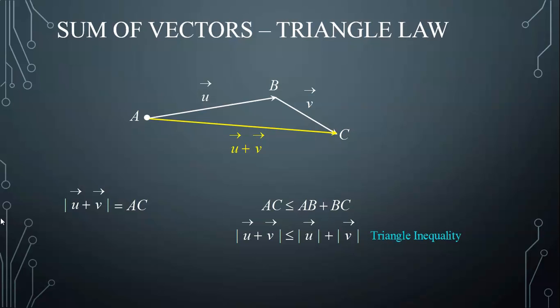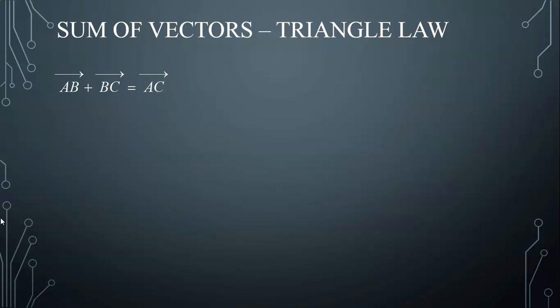But when would it be equal? And when would it be strictly smaller? According to the triangle law, vector AB plus vector BC is equal to vector AC. In the case where A, B, and C are collinear with point B between A and C, going from A to B, then from B to C to give a total displacement from A to C actually gives distance AC exactly equal to the sum of distance AB and distance BC.